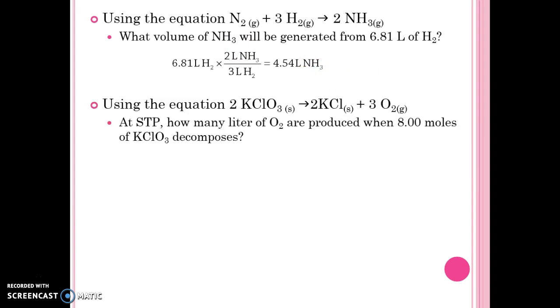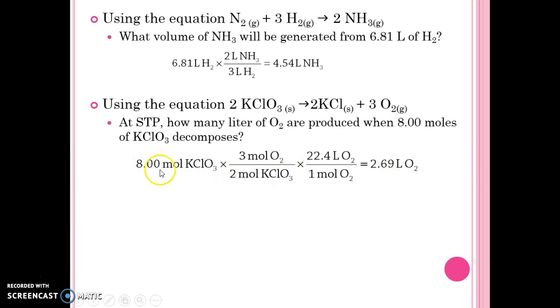Second idea, I've got a chemical equation here. It's happening at STP, so we want to know how many liters of oxygen gas I can get from 8 moles of potassium chlorate. Please notice potassium chlorate is a solid, so the order that you solve this problem in matters. Here's the idea.